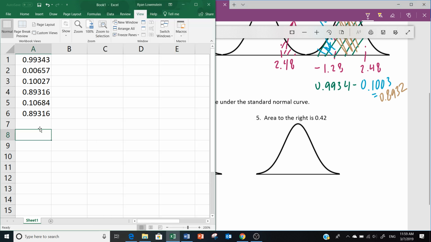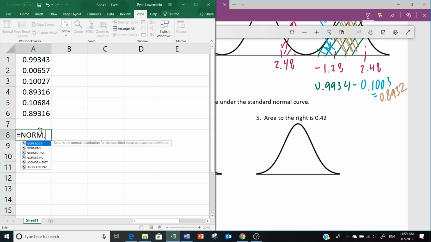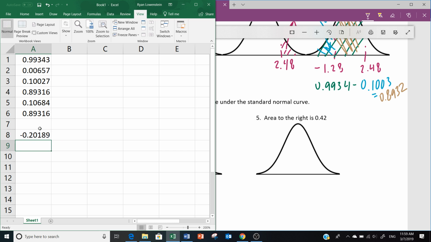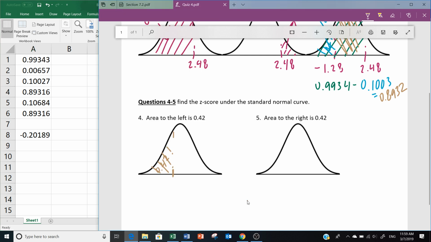So I'm going to do equals norm.s.inv of 0.42, and I get negative 0.202. That's the answer to number 4. Yeah, that's fine. These two decimal places, so negative 0.20 there. Okay, questions on number 4.